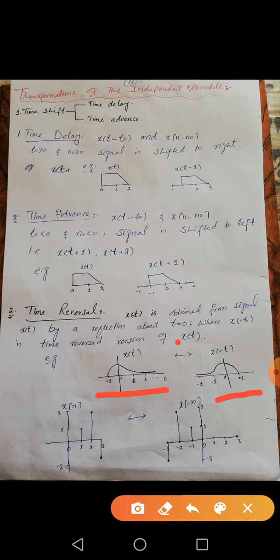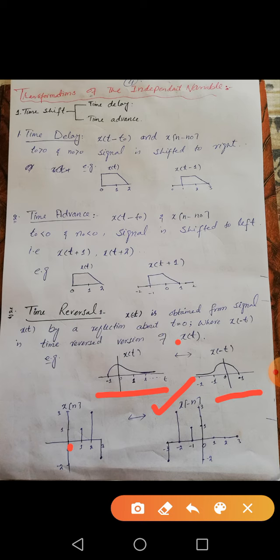In case of the discrete time signal, if you see, the x of n is given. Its value is 0 at n is equal to 0, its value is 1 at n is equal to 1, its value is equal to 3 at n is equal to 2, its value is equal to minus 2 at n is equal to 3. Now its time reversed version is this one, x of minus n.